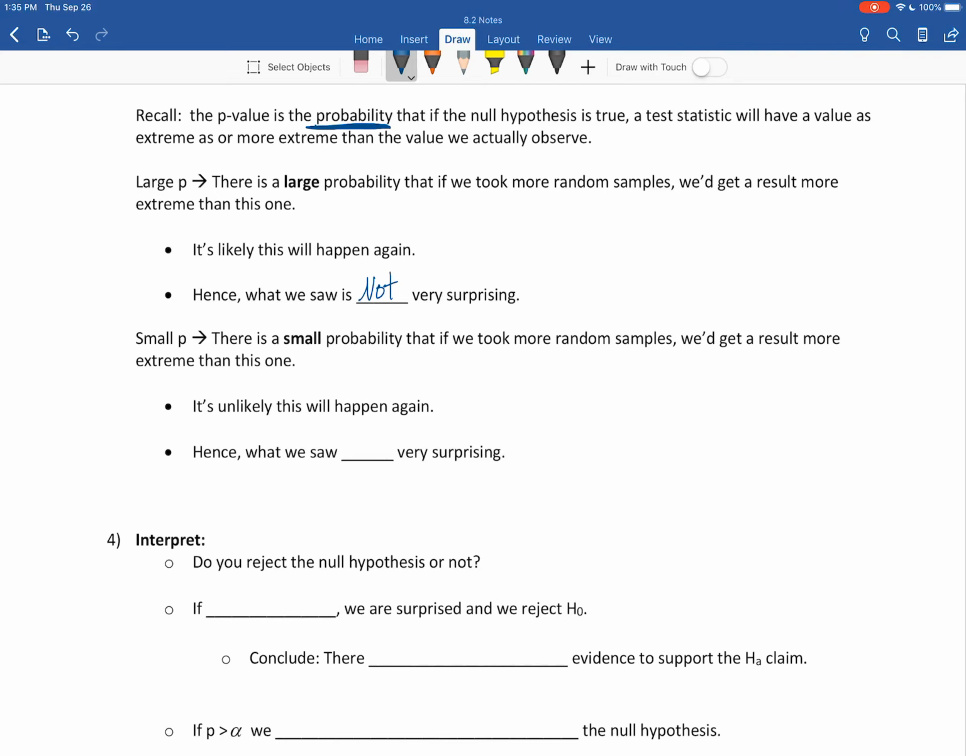However, if you have a small p-value, that means there's a small probability that if you took more and more random samples, you'd get a result more extreme than what we just saw. So what we just observed is very unlikely to happen again. If it's unlikely to happen again, what we saw is very surprising.